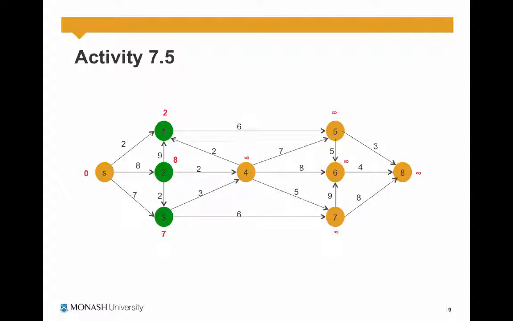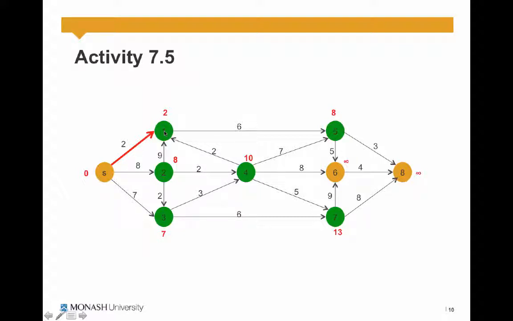In the second step, we look at the neighboring nodes to the initial node, and we update their labels. The distance between node S and 1 is 2, so 2 is smaller than infinity, so we update the label to 2. From S to 2, the distance is 8. We update the label to 8 because 8 is smaller than infinity. S to 3, the distance is 7. 7 is smaller than infinity, so we update the label to 7. Then we start with the node that has the smallest label or distance to the initial node.